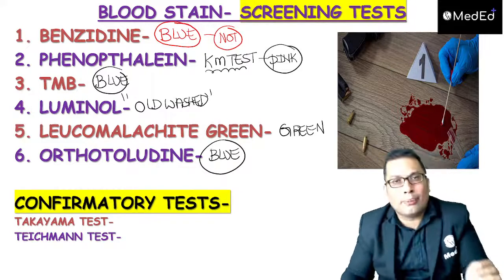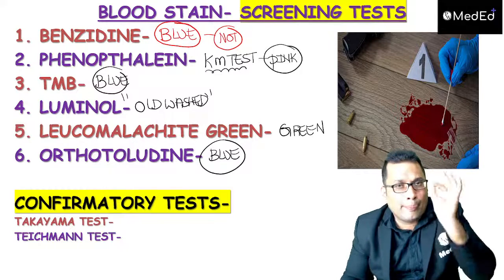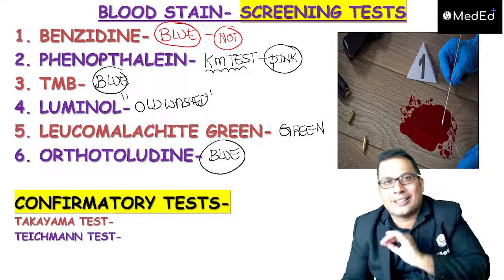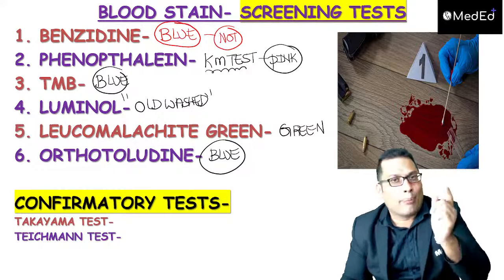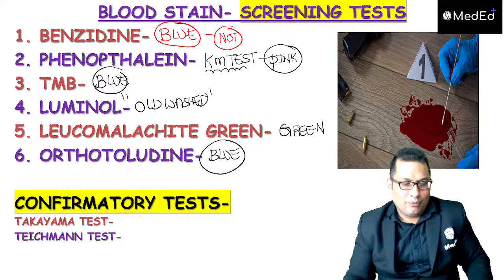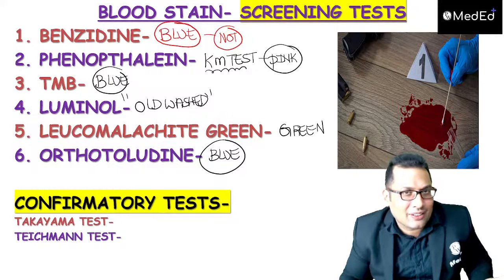In the Takayama test, there will be pink feathery crystals. In the Teichmann test, brown rhombic crystals. And remember: brown for Teichmann, pink for Takayama. You can remember it as Yama is mama, that is, pink feathery crystals.